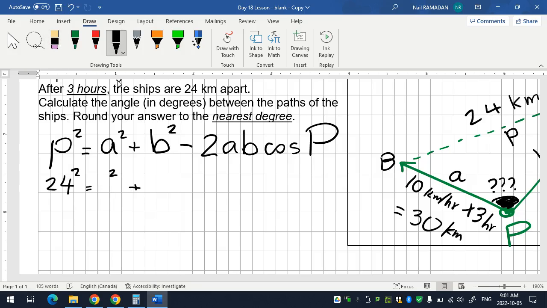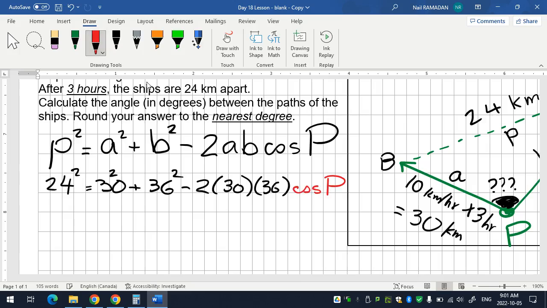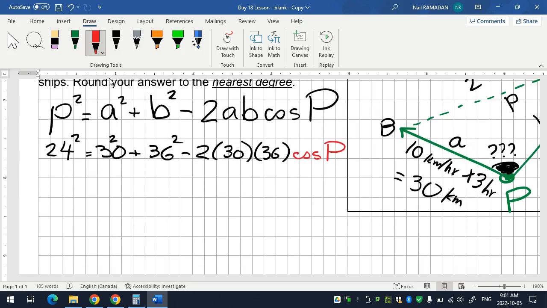All right. So 30 squared plus what? 36 squared minus 2 times 30 times 36, and the unknown part. So in red, I guess, cosine of t. Okay, let's get some numbers done. What's 24 squared? Well, I know this one. It's 576.